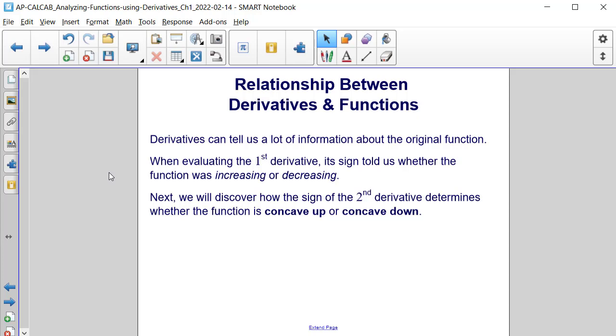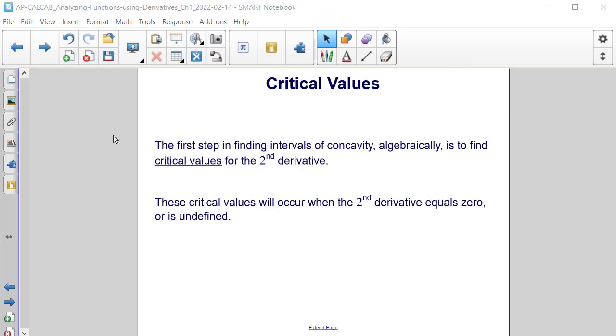When evaluating the first derivative, its sign told us whether the function was increasing or decreasing. Remember how we made the sign chart for it and tested points? That's what this sentence is referring to. Next, we're going to discover how the sign of the second derivative determines whether the function is concave up or concave down.